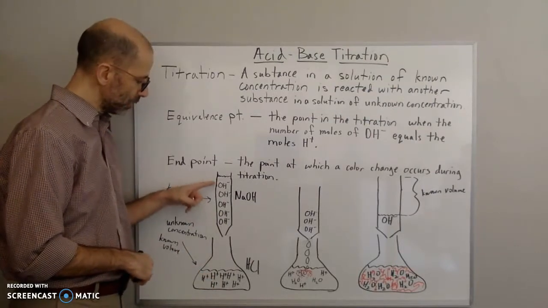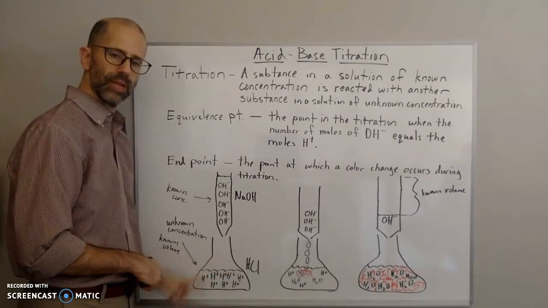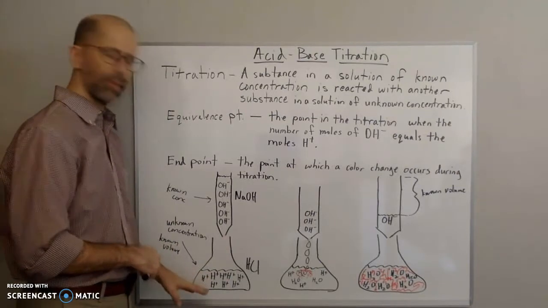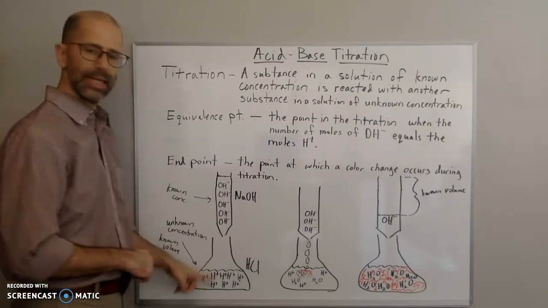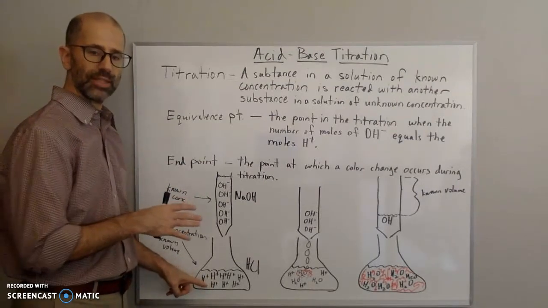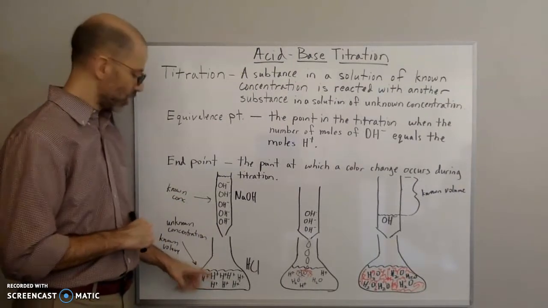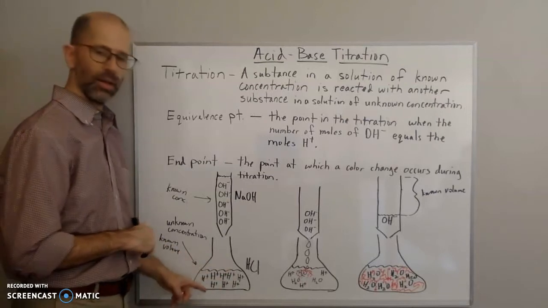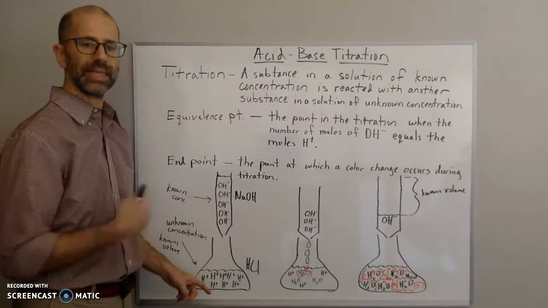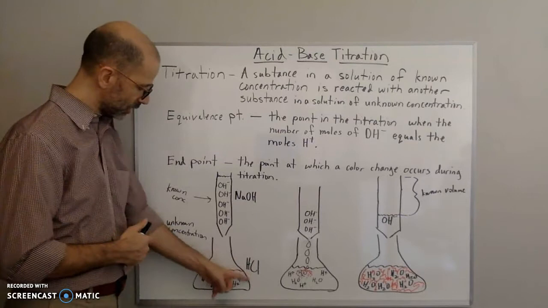And then I'm going to keep adding the OH until all of the protons, or the H plus, the acid, is neutralized. And the way I'm going to know that is we add an indicator that's going to change color based on whether it's in acid or in a basic solution, right? So here, the popular indicator is phenolphthalein, and phenolphthalein is going to be clear in an acid. So you can see that it's clear here.